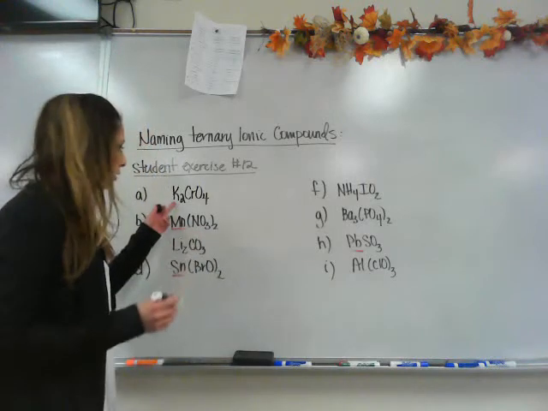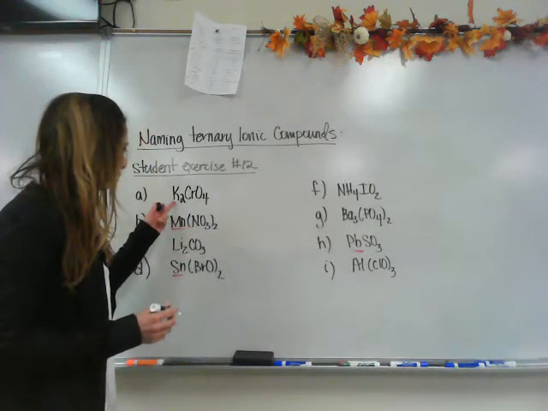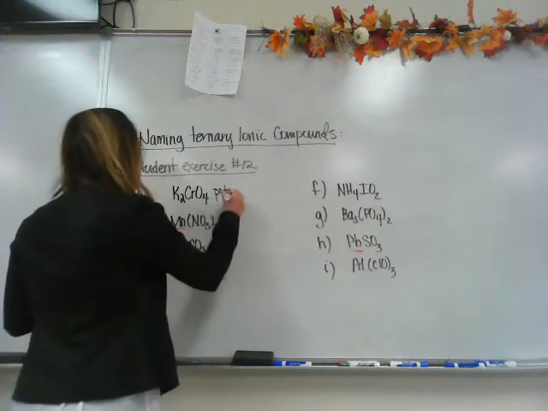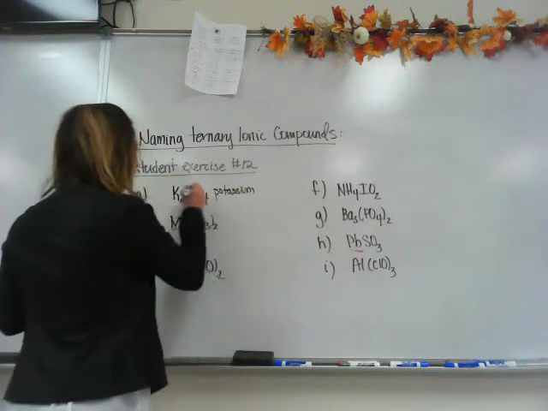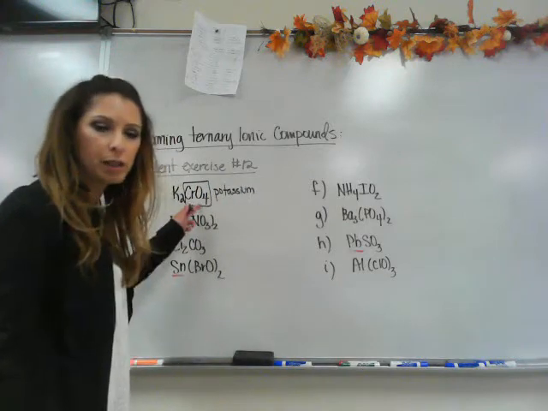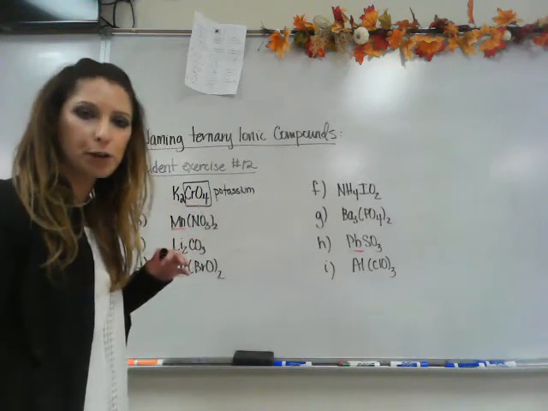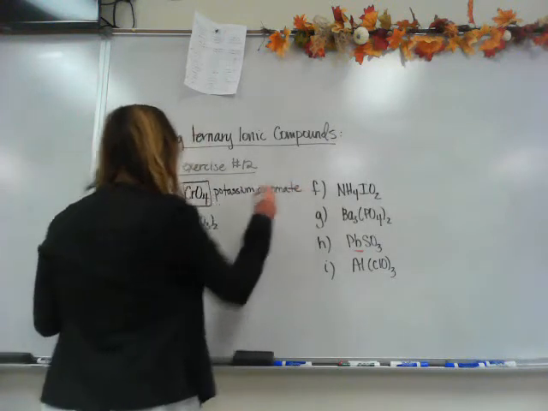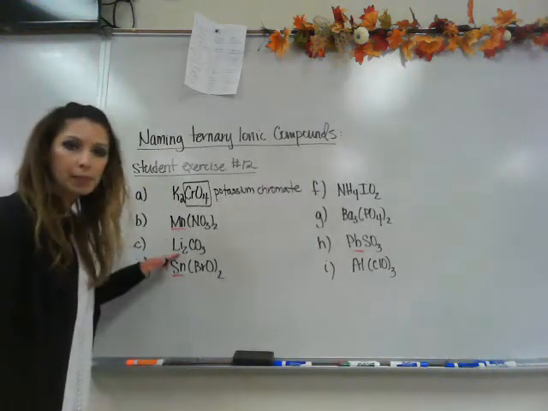When you're naming these, all you have to do is look at the metal first, or the cation. This is potassium, so we're going to write potassium. Attached to potassium is CrO4, which is a polyatomic ion, which is at the bottom left of your periodic table. It is chromate. We're going to skip B and come back to it.